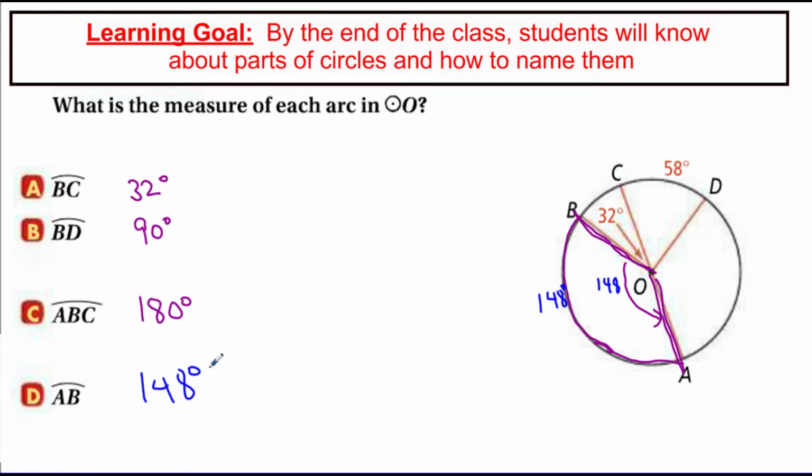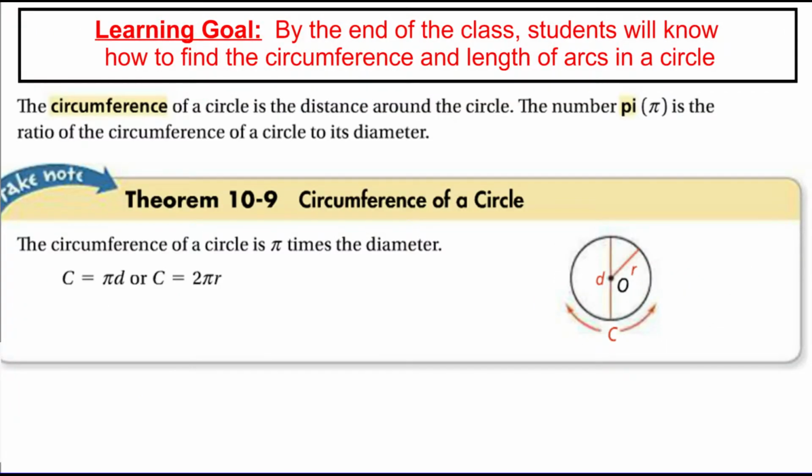Okay, so now that we can figure out the measure of an arc, we're going to start talking about how we can figure out how long one of those arcs is. If I wanted to take this little segment from A to B, straighten it out and measure it with a ruler, how long is it? Before we can get to that, we want to start talking about the circumference of a circle.